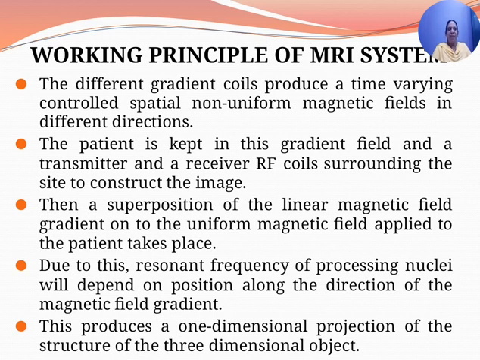So what is happening? The patient is placed in the gradient field. What happens when the patient is placed in the gradient field? A transmitter and a receiver RF coil surrounds the site to construct the image. The RF coils are located within the magnet assembly and relatively close to the patient's body. These coils function as an antenna, both for transmitting signals to and for receiving signals from the tissue.